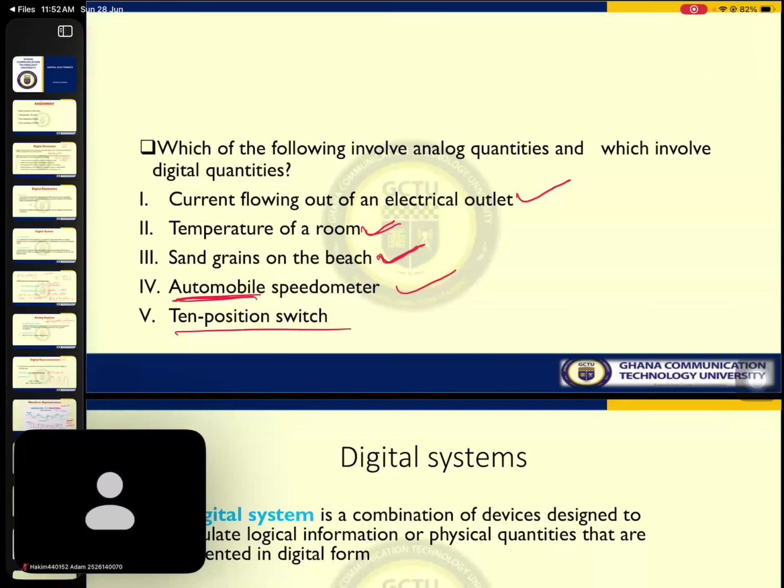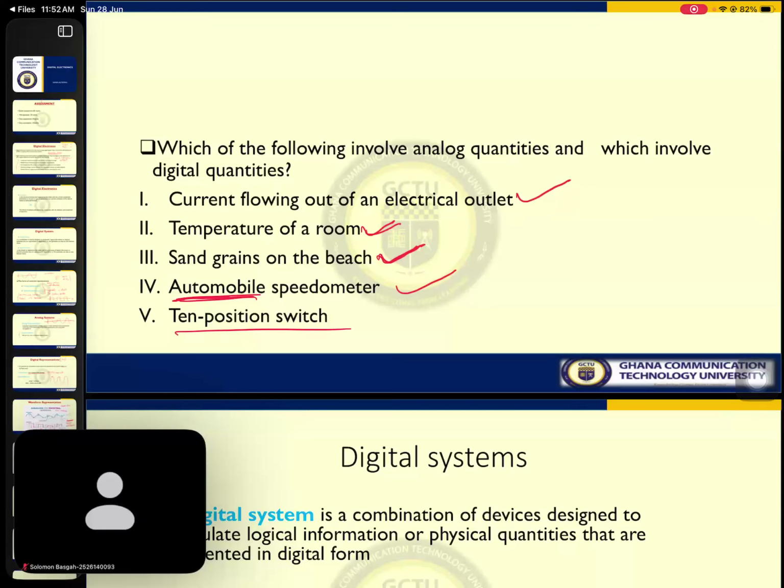The last one, a 10-position switch. Analog or digital? Okay, what is your reason? It's digital because it has only 10 distinct positions.